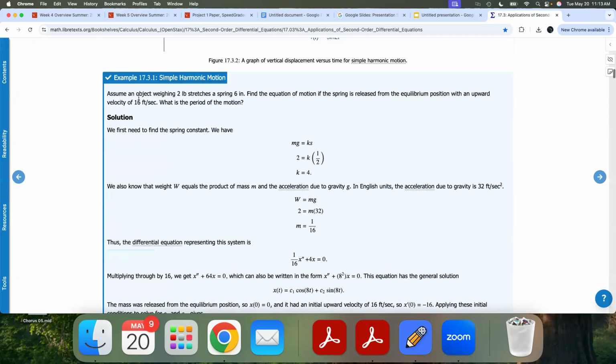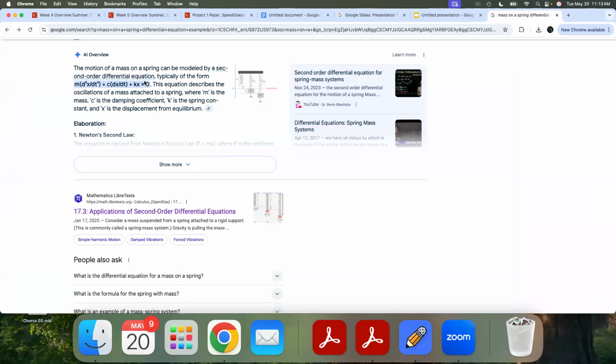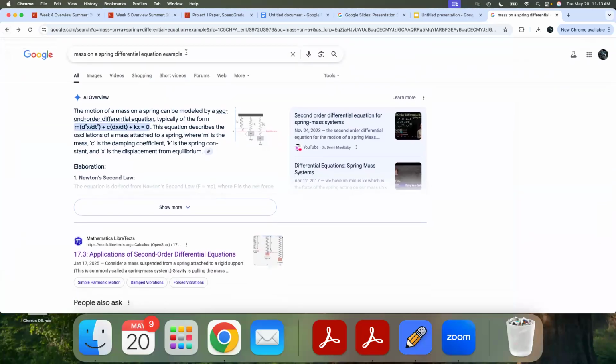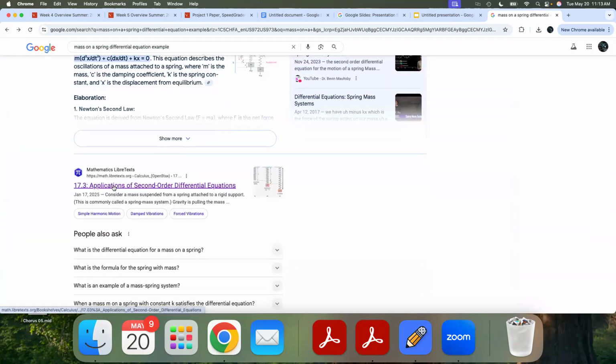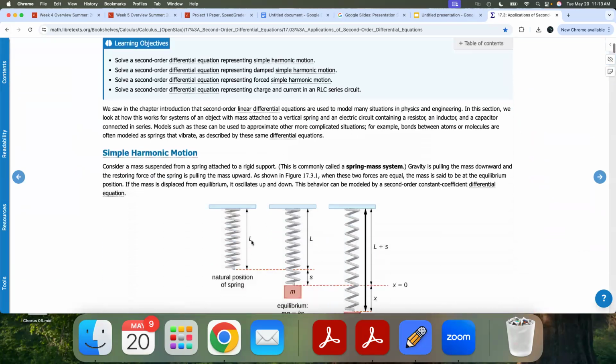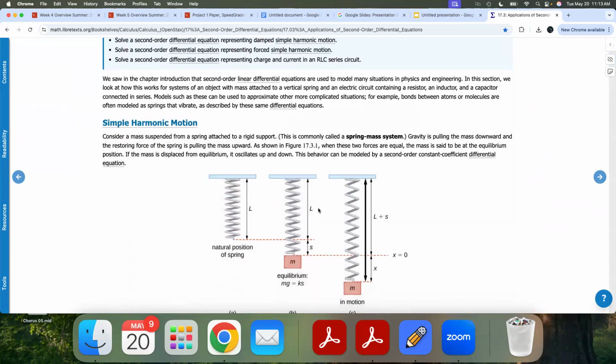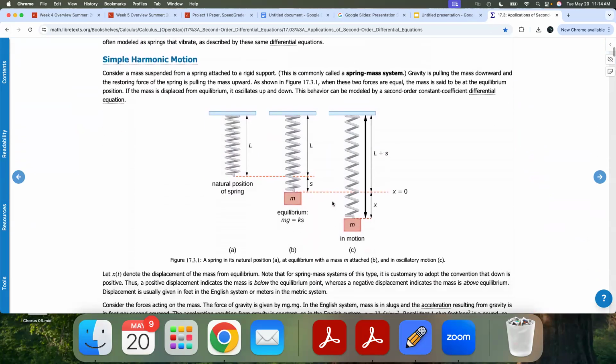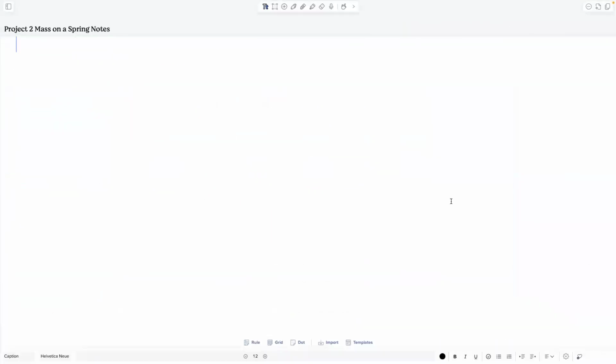I'll show you how I got here. This is a great source. I just Googled mass on a spring differential equation example, and it's this place here. We're going to change a little something from what they do here. They have their mass oscillating vertically. I don't want to have to deal with all this stuff at the beginning with finding the new spring constant and all that. We're going to have our mass horizontal. Everything else will be the same.